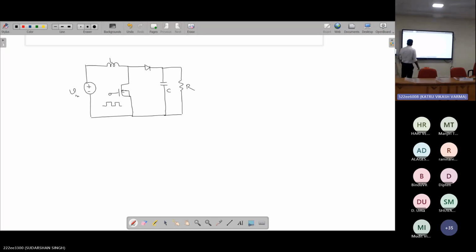So the specification that we have chosen to design is: input voltage is 48 volt, output voltage is 96 volt, and the power level that we have chosen is 2 kilowatt.